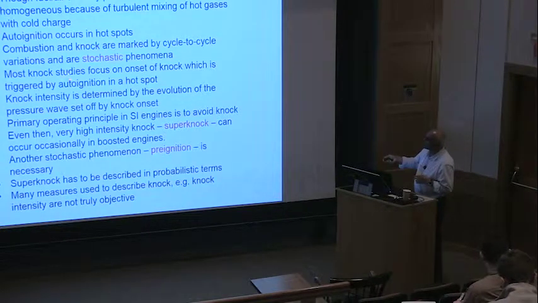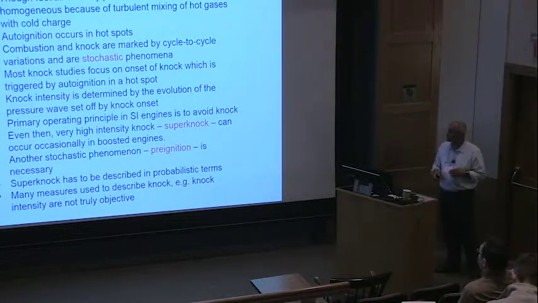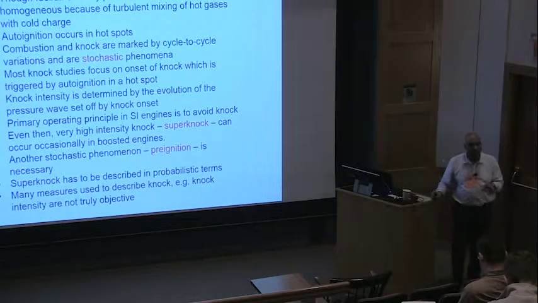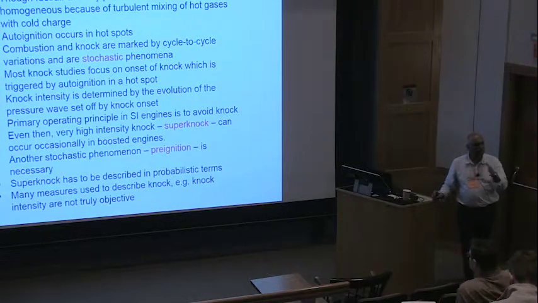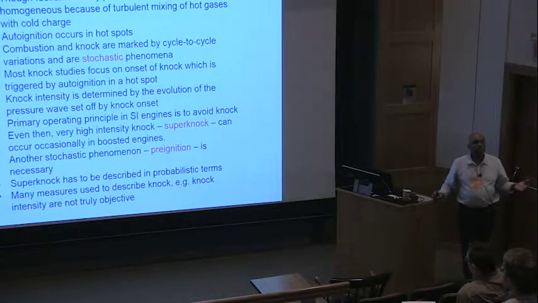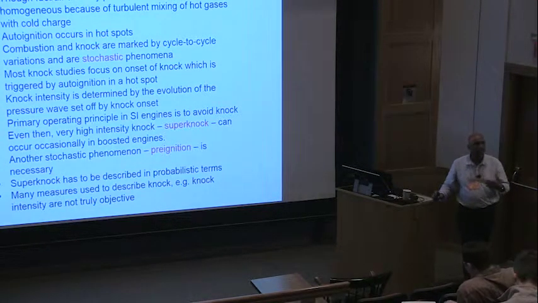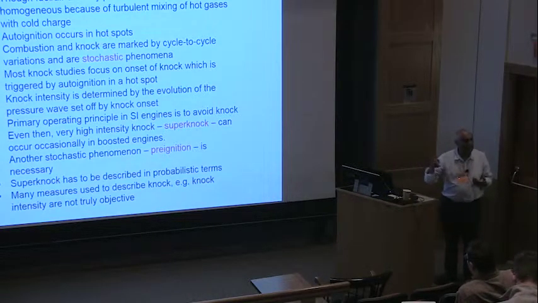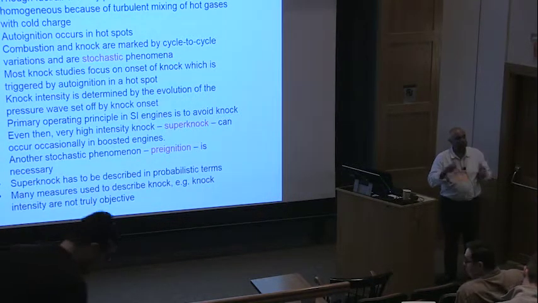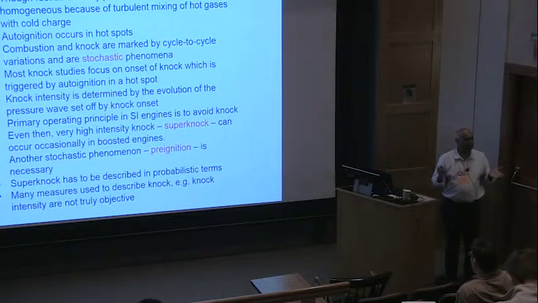Okay? And combustion and knock are marked by cycle-to-cycle variations, because in a spark ignition engine, if you looked at, say, 100 cycles, there's a huge difference between the pressure developments. I'll show you some examples. Why is that? Because turbulent flame development is stochastic. Every time the spark fires, how the flame develops is not exactly the same, so the pressure development is very different. So the pressure and temperature changes in the end gas are stochastic. Even if you run the engine at exactly the same condition, every cycle will be different.